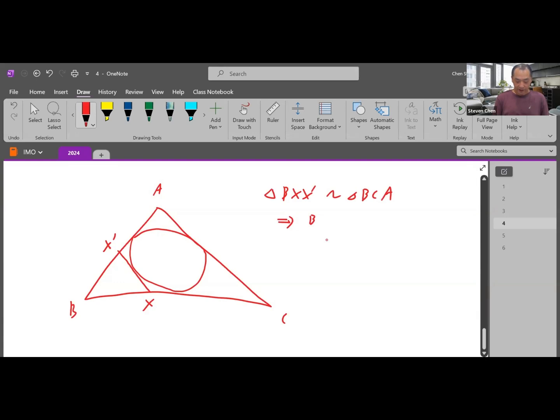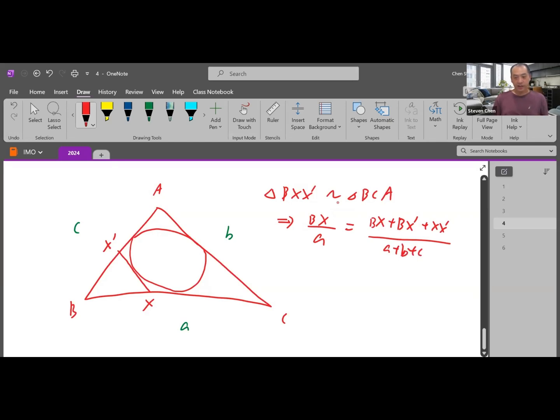The ratio of their lengths, so BX over BC, right? Let me denote BC to be small a, AC to be small b, and AB to be small c, okay? So it is simply equal to BX over small a. It should be equal to the ratio of their respective perimeters. Sounds good? The perimeters. So what's the perimeter of the first one? It's BX plus BX prime plus XX prime, divided by small a plus b plus c.